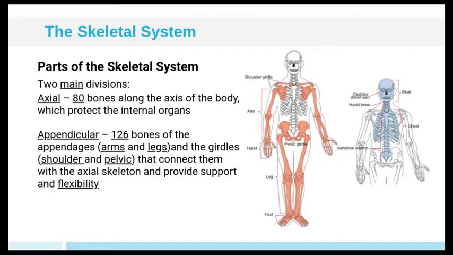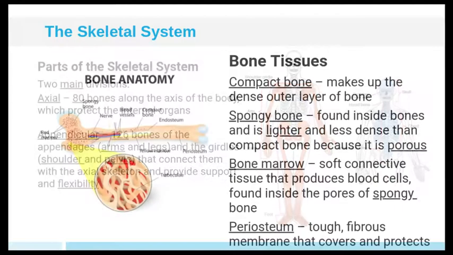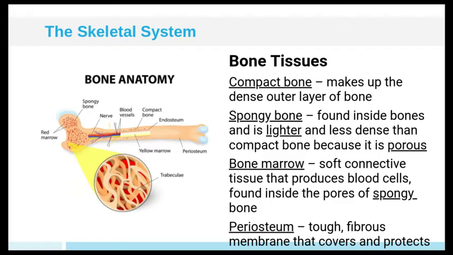And then the one that's shaded in red is the appendicular skeleton, and it is 126 bones of the appendages. Appendages are like your arms and legs, and the girdles, which is the attachment point to the axial skeleton. So this is going to be your shoulder and your hip, or your pelvis. That connects them to the axial skeleton, and that gives us support to be able to stand up, move, pick things up, etc., and gives us some flexibility.